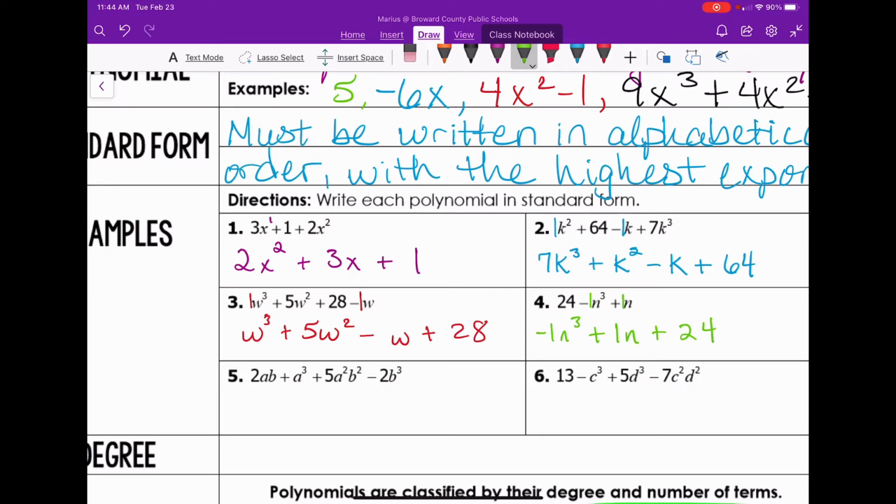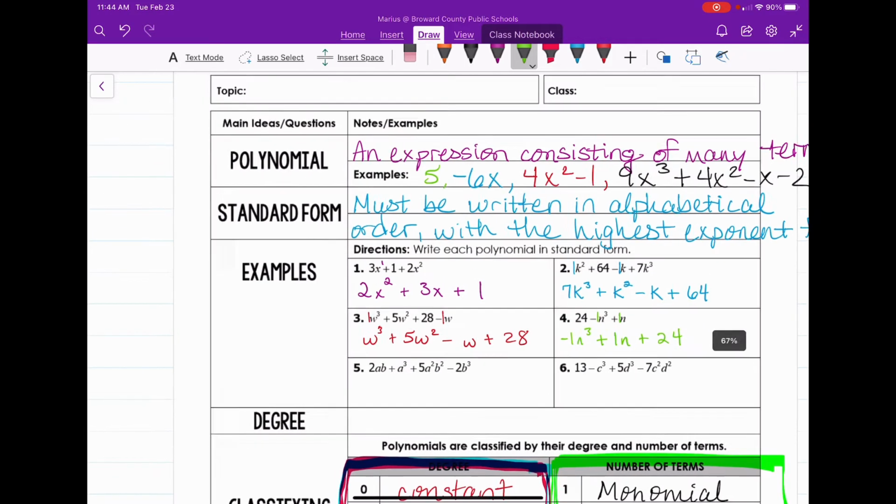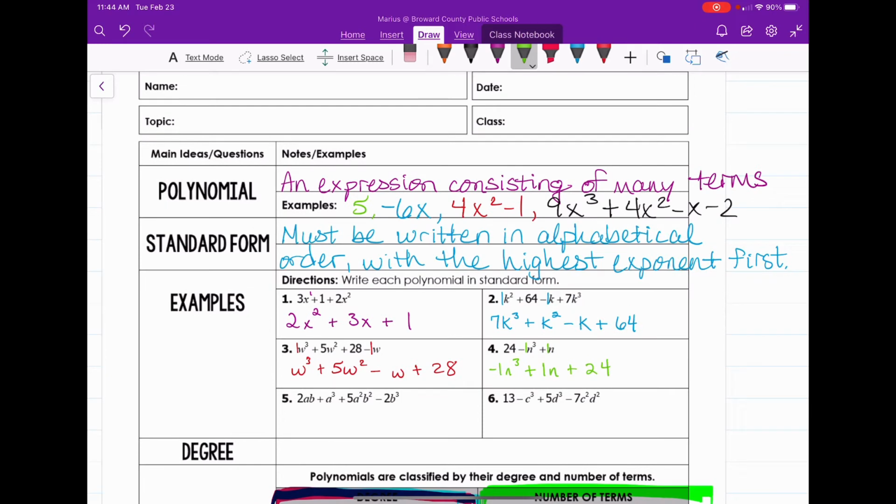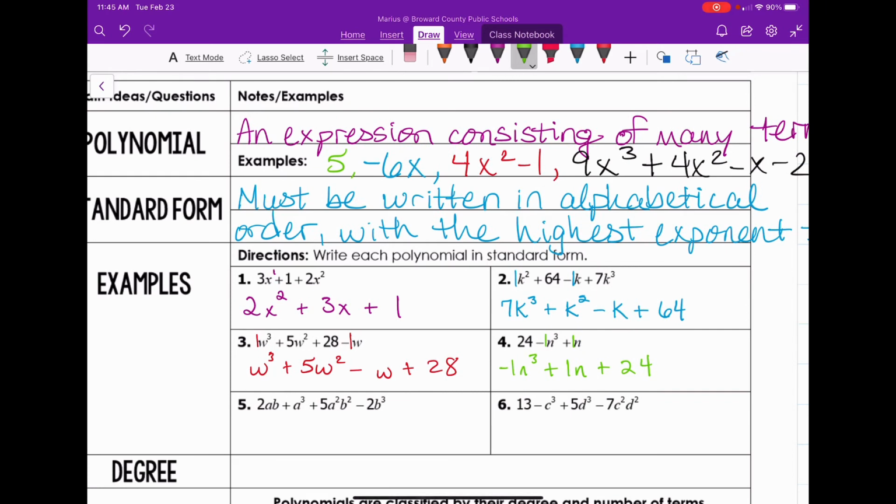Let's take a look at number 5. Now, before we do number 5, let's go back and reread what it says about standard form. Standard form must be in alphabetical order with the largest exponent first. So, alphabetical order and the largest exponent, well, a to the third power, that 1a to the third power should be the first one that we use here. 1a to the third power. So that's going to be 1a to the third plus, what's the next largest exponent for a?